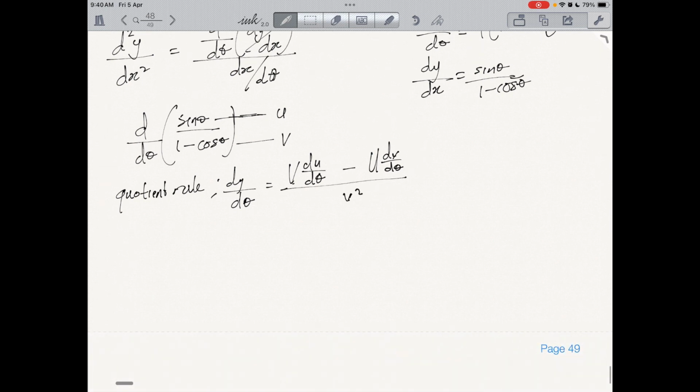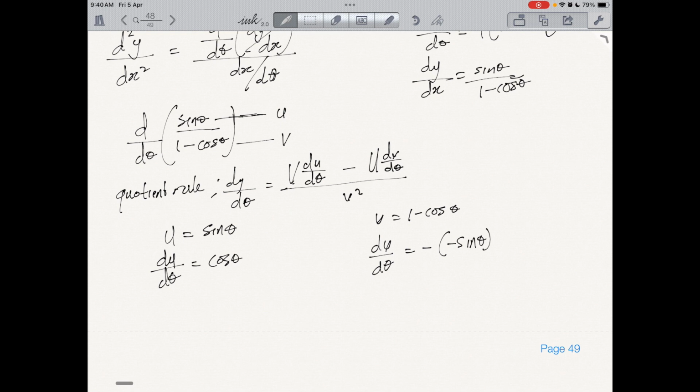So let's simplify it further. Our u is sine theta and our v is 1 minus cos theta. du/d theta, that's differentiating sine theta, will give us cos theta, and dv/d theta will give us minus into minus sine theta, and that is sine theta.